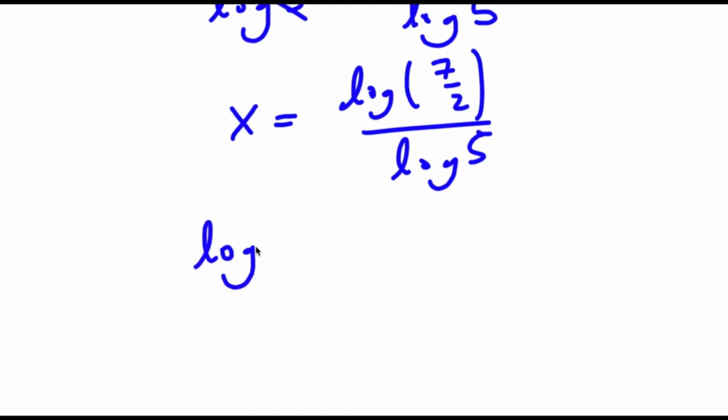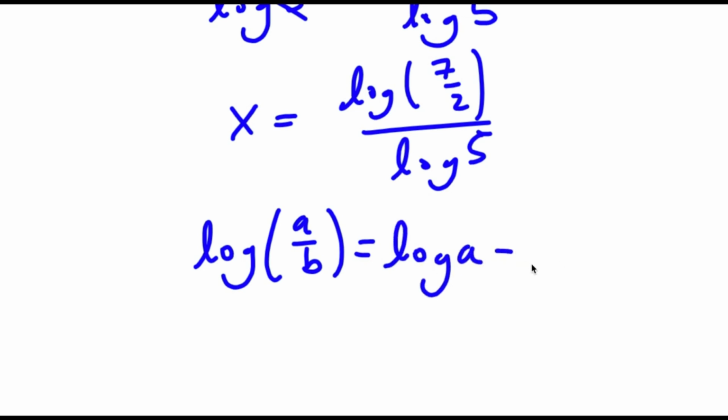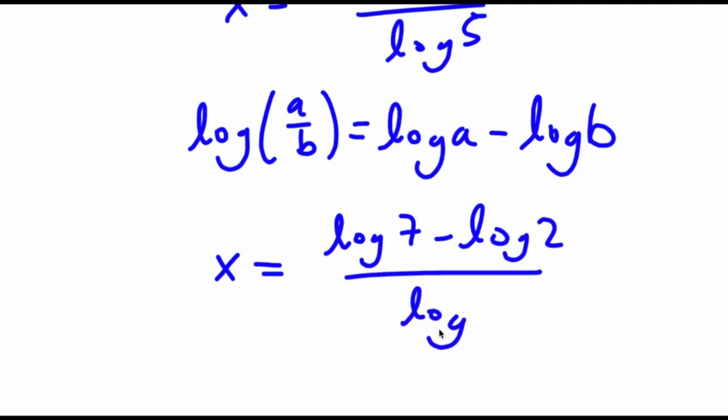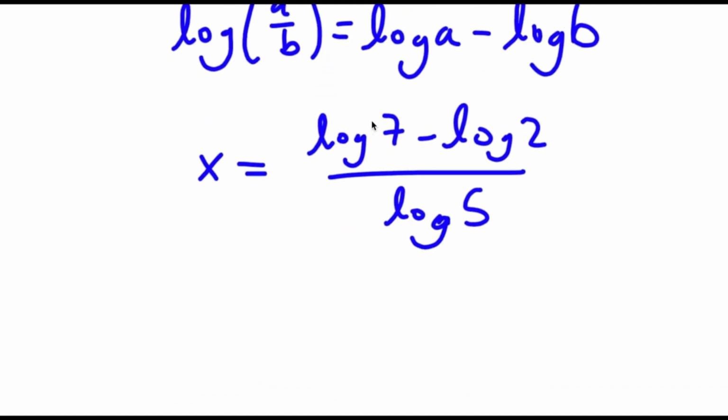Now if I have something in the form log of a over b, this is equal to log a minus log of b. So in this case, I have log of 7 over 2, and I can rewrite that as log 7 minus log 2, and I have this over log 5. So now that this is all simplified, all we need to do is plug in the values of log 7, log 2, and log 5.